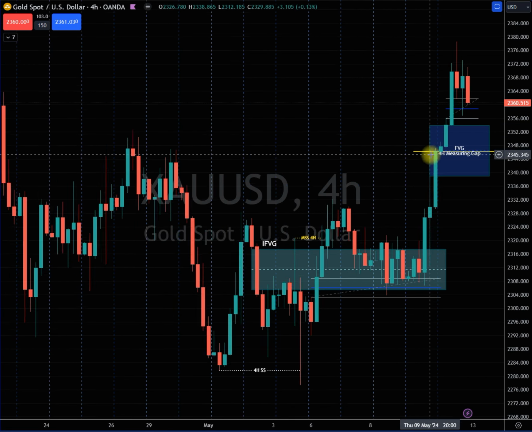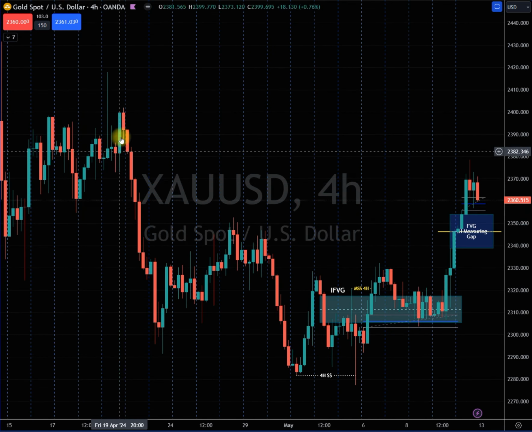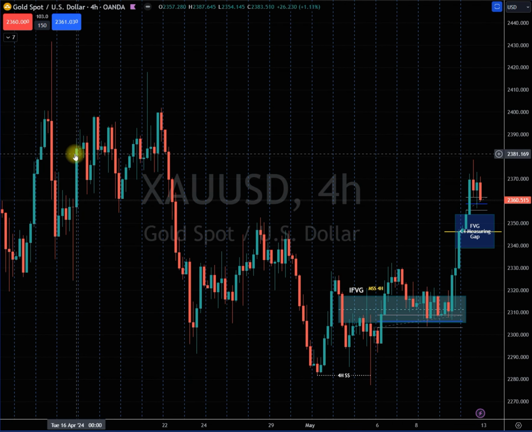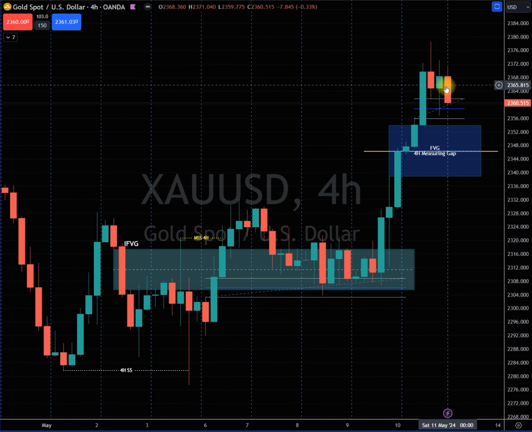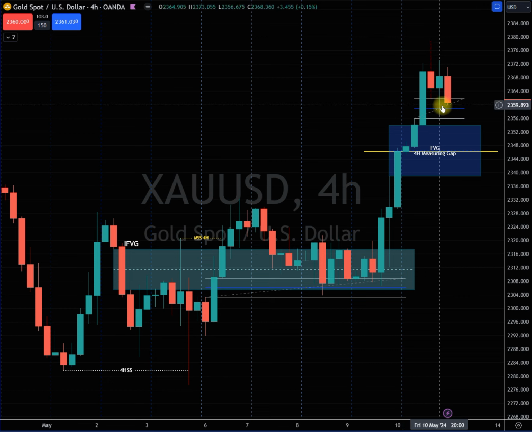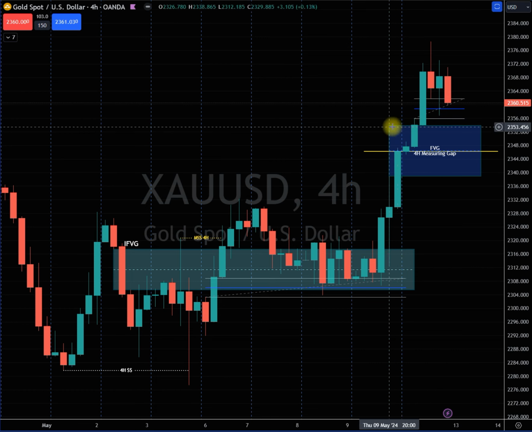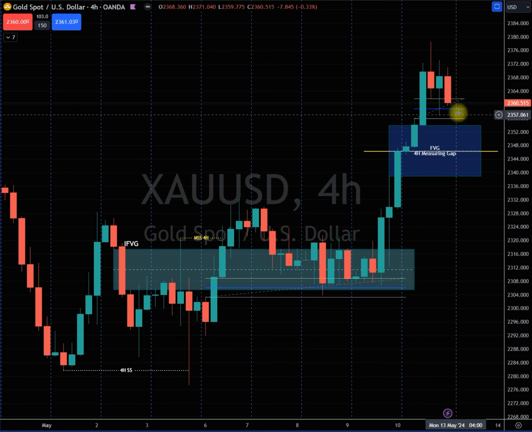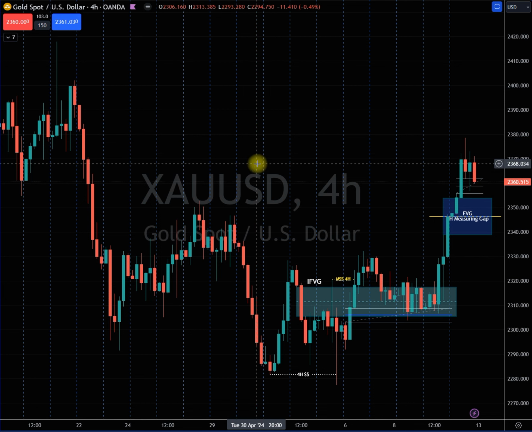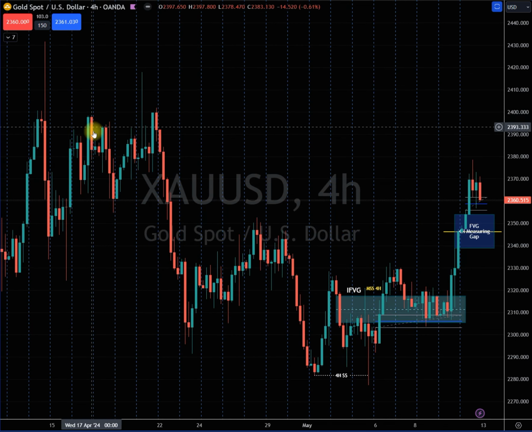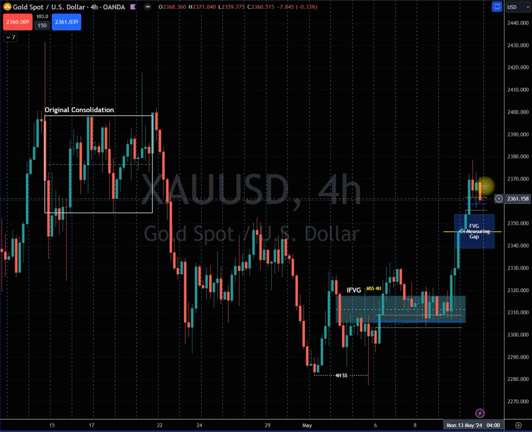So based on my analysis that price is in a market maker buy model, I want to see price stay above this measuring gap before it then continues higher and returns to the original consolidation with speed.